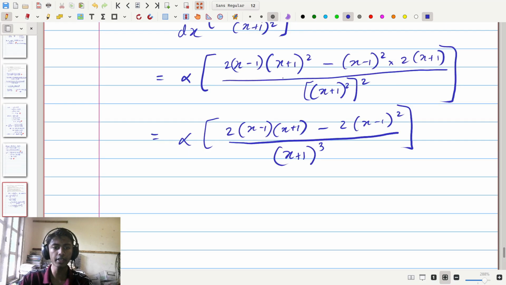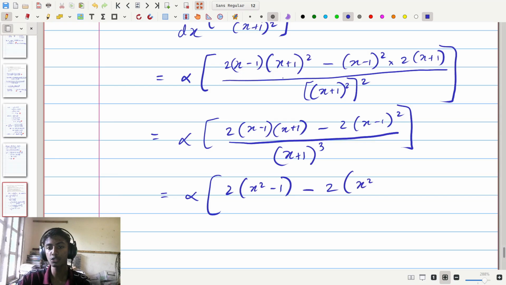Now simplifying this down, we can see on the numerator we'll get alpha times 2 times, and then here we have the difference of squares, x squared minus 1 squared over x squared minus 1, minus this bit right here, which is 2 times x squared minus 2x plus 1, and that's divided by x plus 1 cubed.